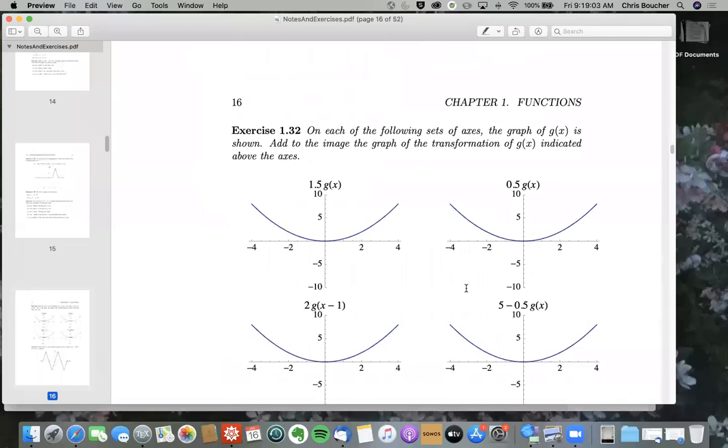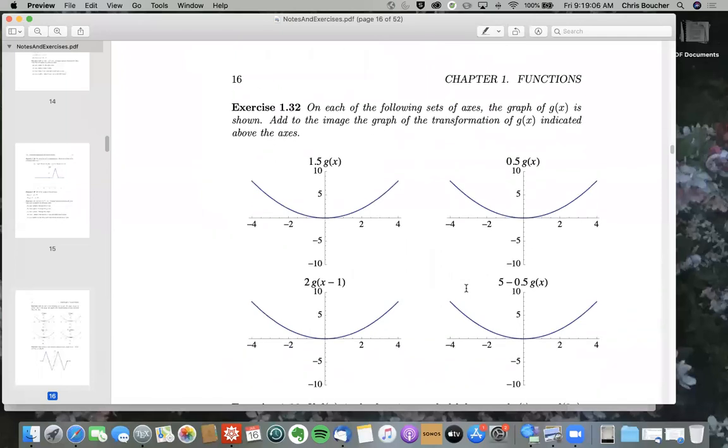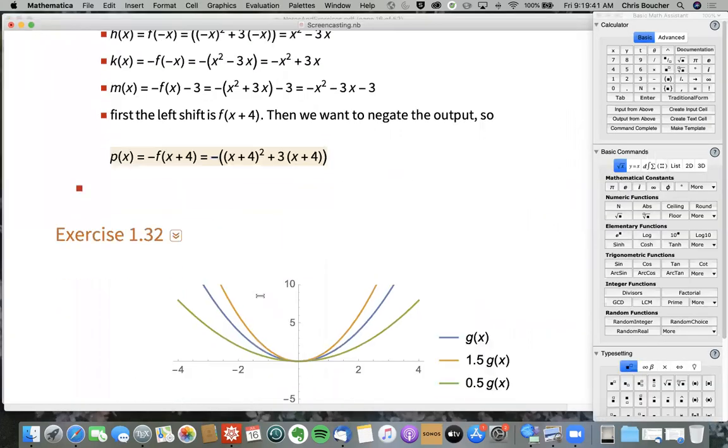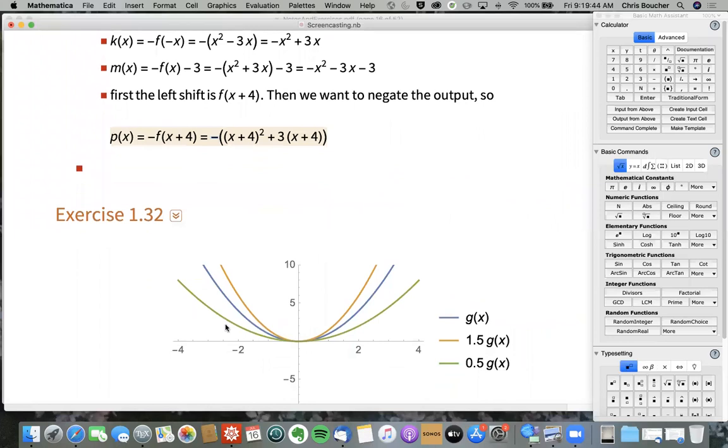Here we have a bunch of transformations of the graph of the function g of x. And it looks like, oh, I see. Okay, so what we see in each of these is the graph of g of x, and what we want to add to the graph is this transformation. So this is going to be a vertical stretch because I'm multiplying outside the function, and because I'm multiplying by something bigger than 1, it's going to stretch up away from the horizontal. So what that's going to look like, in fact, here are a couple of stretches on the same curve.